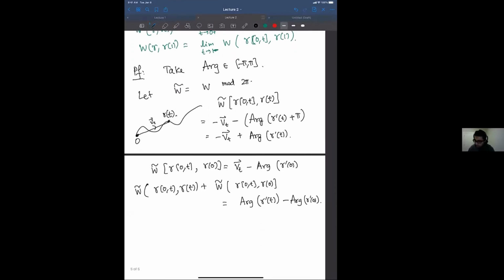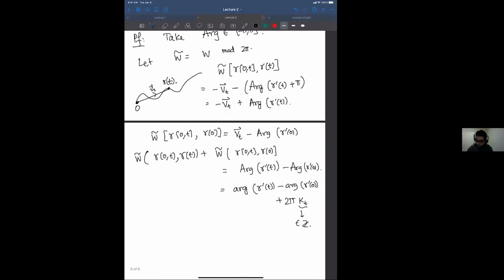Okay, so this is not quite what we want. We want the small arg of gamma prime t minus the small arg of gamma prime 0. So in the end, we can write this as this quantity plus an additive constant of 2 pi times an integer, which is a function of time. So this k of t is in Z. We don't know what it is, but it's some integer.